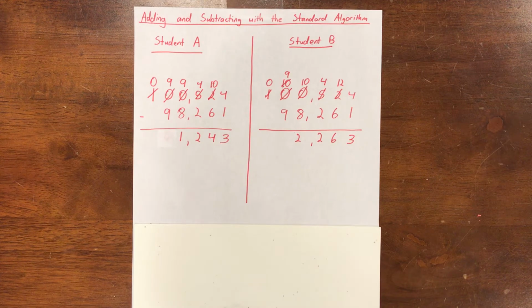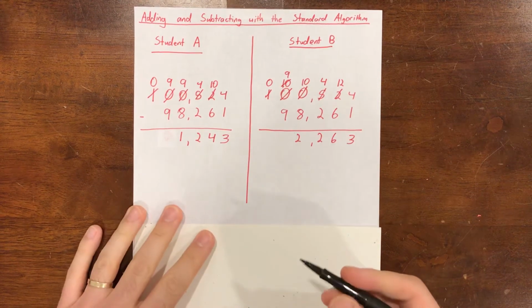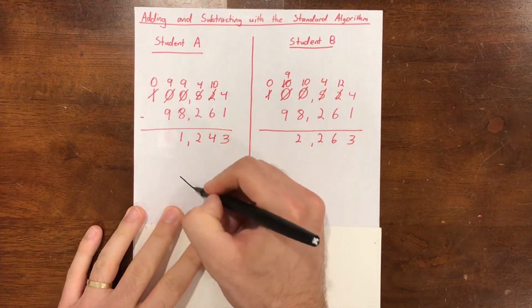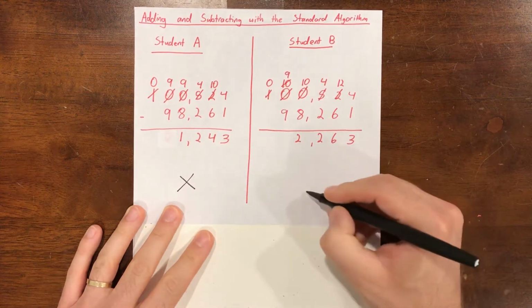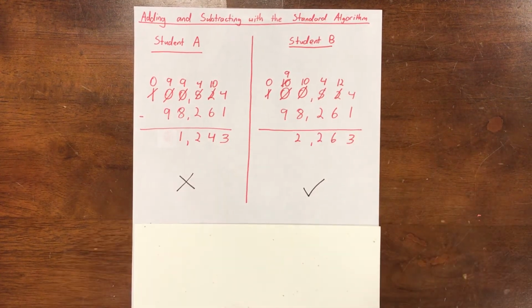So I'm wondering, which student do you think solved the problem correctly? Student A or student B? Go ahead and say it out loud. Yeah, student B got it right. To help us remember that, I'm going to put an X under A and a check under B.